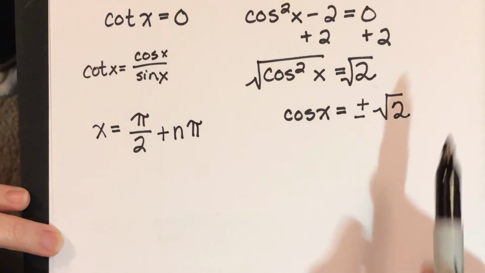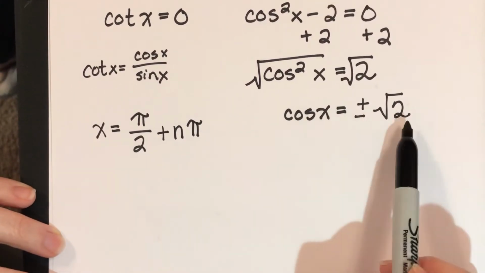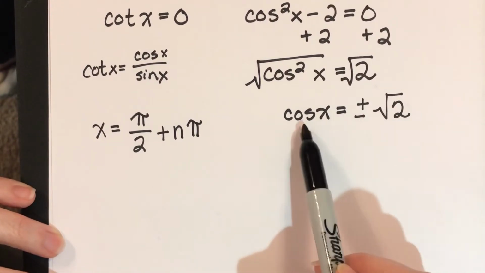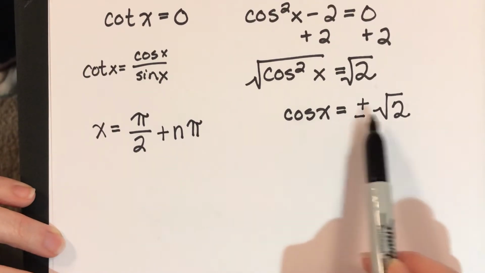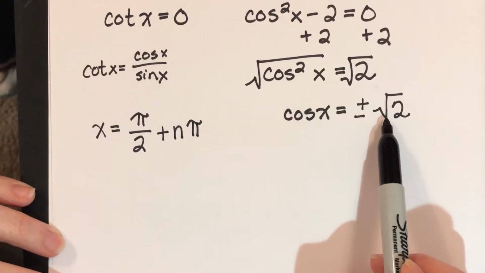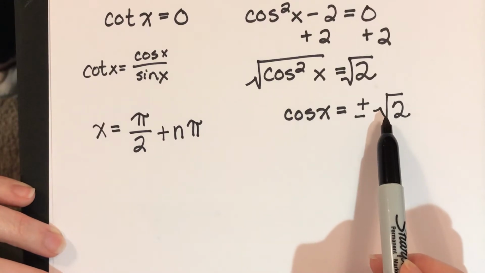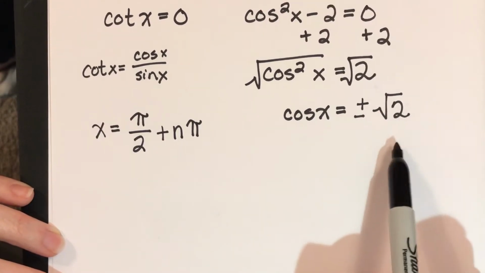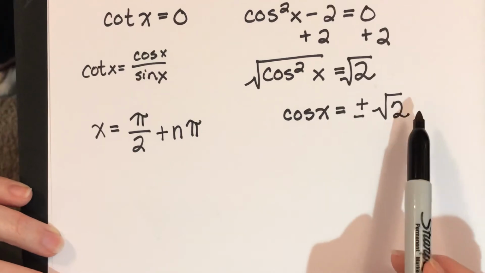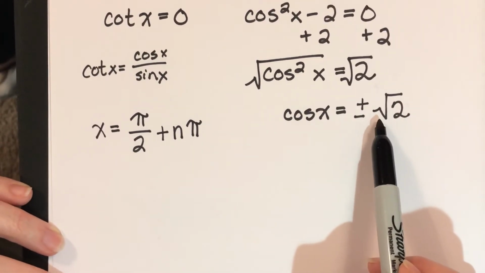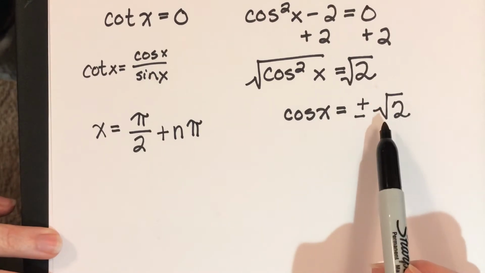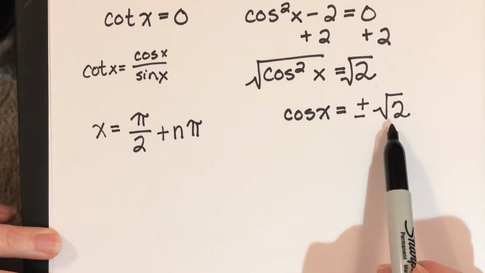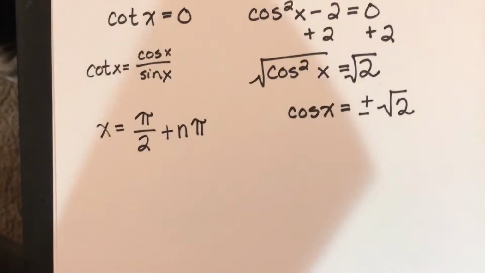Now this one, we have to remember that our range for sine and cosine is from negative 1 to 1. Well, the square root of 2, we don't have square root of 2 over 2. We see that on our unit circle, right? This is just positive and negative square root of 2. And the square root of 2 is greater than 1.